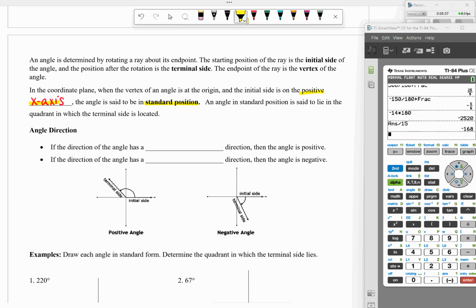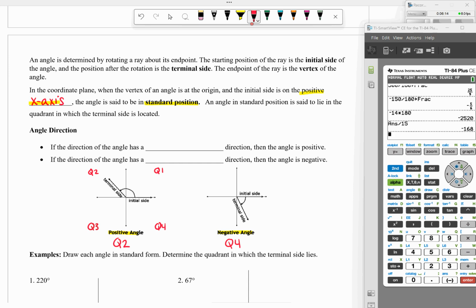An angle in standard position is said to lie in the quadrant in which the terminal side is located. So if we look at these two examples right here, looking at the first example with the positive angle, recall this is quadrant 1, quadrant 2, quadrant 3, and quadrant 4. Remember, they start from the x-axis and go in the counterclockwise direction. So the positive angle, we would say, lies in quadrant 2 because that's where the terminal side is. For the negative angle, we would say this lies in quadrant 4 because that's where the terminal side is.